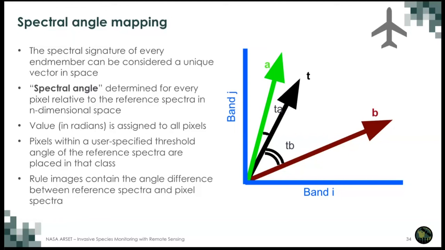So we can create a rule image that contains the angle difference between that reference spectra and the pixel spectra, and that is what we used in our machine learning algorithm.